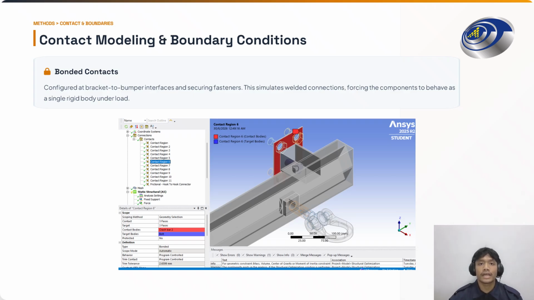Next, let's look at contact modeling and boundary conditions. For this setup, we configured bonded contact at the bracket to bumper interface and around the securing fasteners. As shown in the ANSYS interface here, this approach simulates a welded connection, effectively forcing the components to behave as a single rigid body under load. This ensures realistic load transfer across the assembly during our structural simulation.